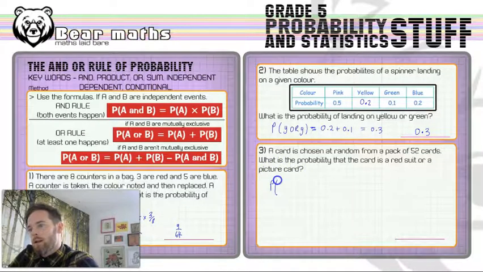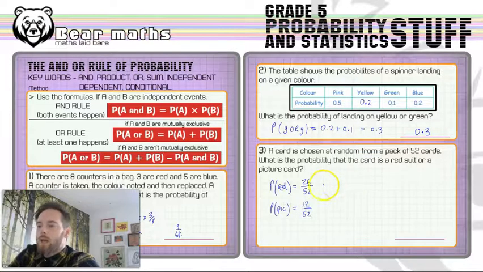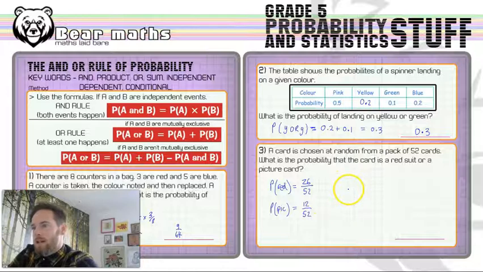The probability of us having a red is, well, half of them are red, so we get 26 out of 52. The picture card probability is simple if you know your cards. Jack, Queen, King in each suit, so that means there's 12 picture cards out of all of the 52 cards that there are. And like I said, we can get red picture cards, so we have to take that probability away.